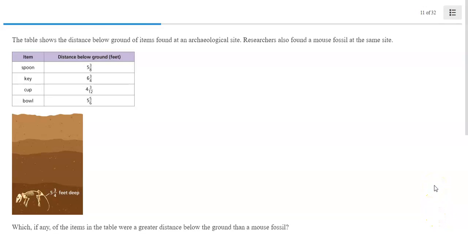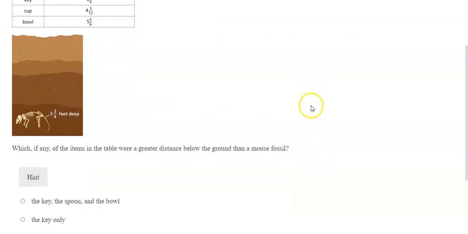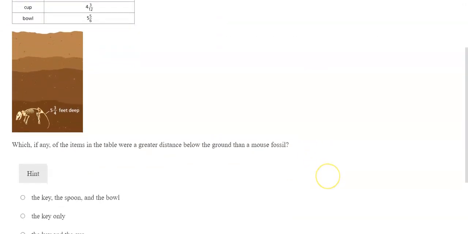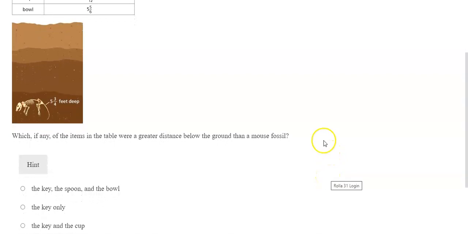The table shows the distance below ground of items found at an archaeological site. Researchers also found a mouse fossil at the same site. So we have site. We have spoon, key, cup, and bowl. This is at 5 and 3/8, 6 and 3/4, 4 and 3/12, and 5 and 5/6. Which, if any, of these items in the table were a greater distance below the ground than the mouse fossil?